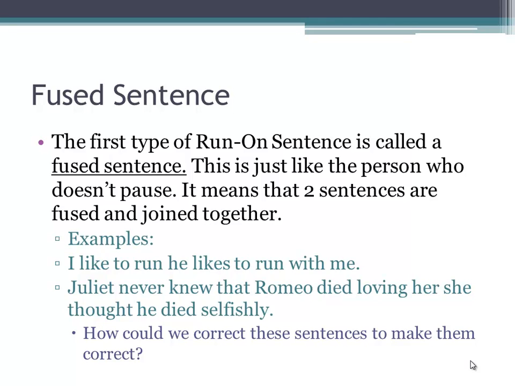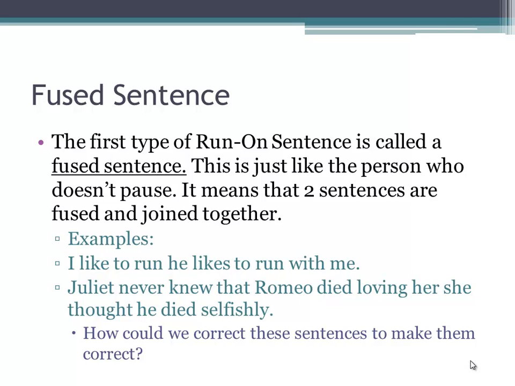Just like a run-on sentence, we have fused sentences. Run-on sentences meaning two or more sentences are put together. A fused sentence usually means that two sentences are joined. So it's smaller and they're easier to overlook. So thinking this first example, I like to run, he likes to run with me.